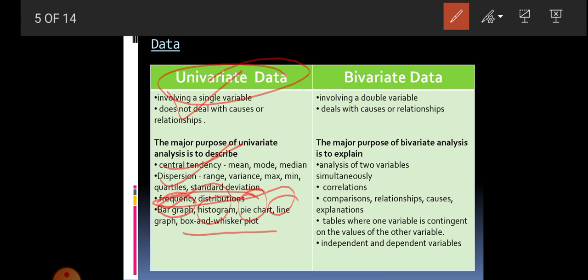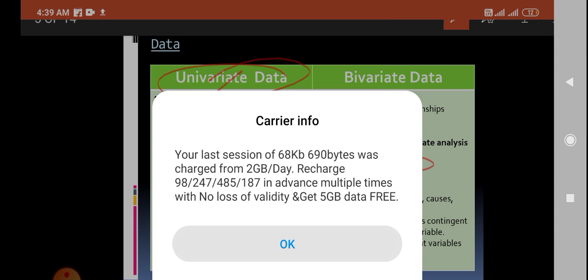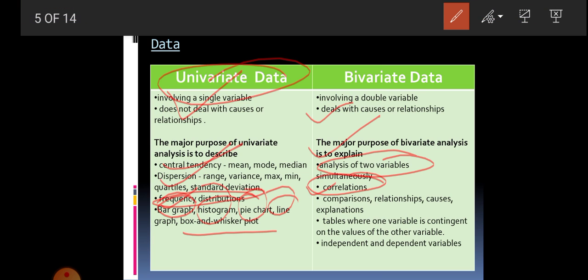Now come to the bivariate data. We know that bivariate data is a double variable. It deals with causes and relationships. If a candidate is interested in a cause and relationship between two variables, then he should go for bivariate data. The major purpose of bivariate analysis is to analyze two variables simultaneously. Correlation: before going in depth, you should know what correlation is. Correlation is the extent of relationship between two variables. In the next lectures we will study correlation in depth.